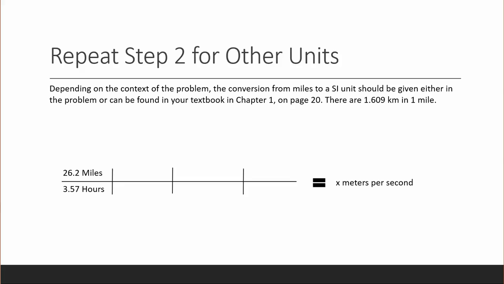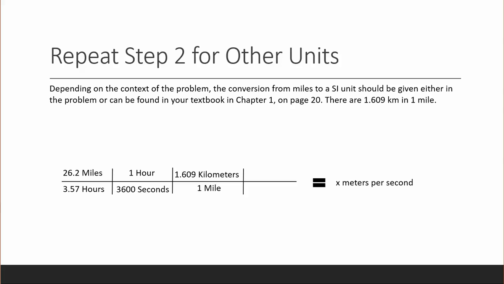So, here we go. We have 26.2 miles over 3.57 hours, and then 1 hour over 3,600 seconds. I personally memorized that number, but you can also find it by just putting in the 2 ratios of 1 hour to 60 minutes and 1 minute to 60 seconds. That'll still work out to the same amount. And then I put in 1.609 kilometers to 1 mile, that ratio that you get up here.